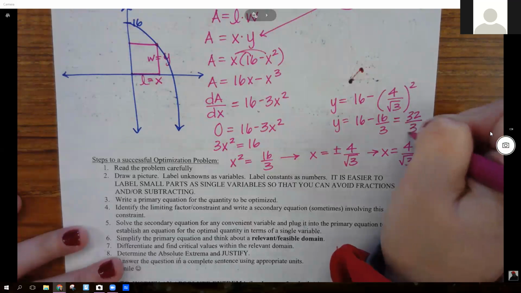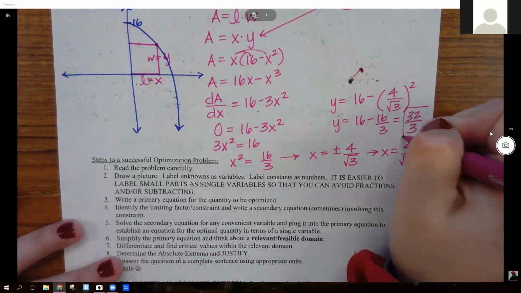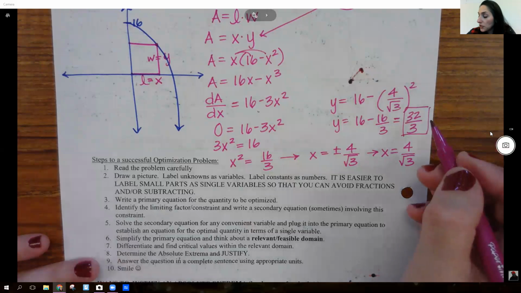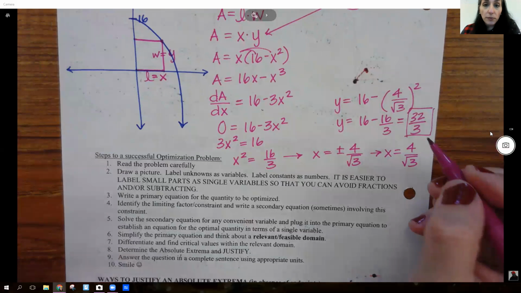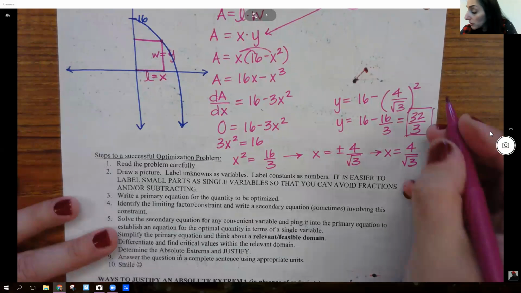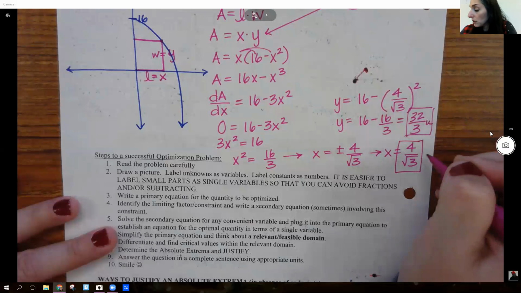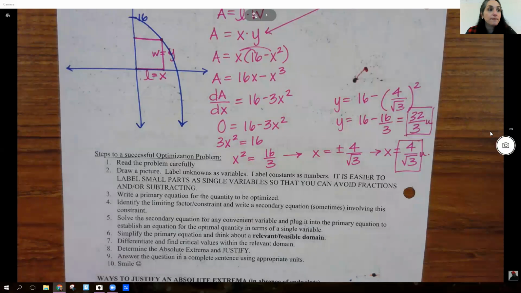So your height, or your width, however you want to say it, is 32/3 units. And this is on the coordinate plane, so you can just put units. Then 4/√3 would be your length, also in units. And that would create the rectangle that would take up the most two-dimensional space if it had to be inscribed under that parabola.